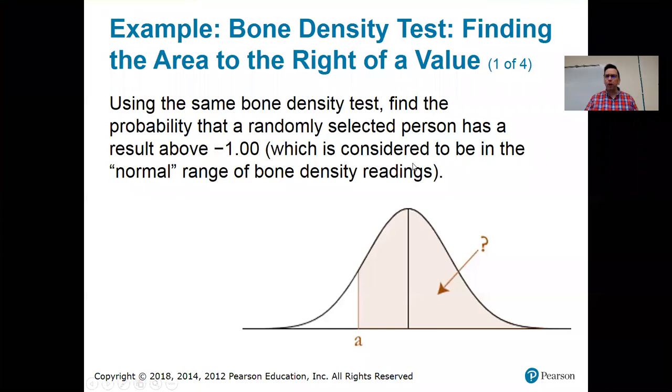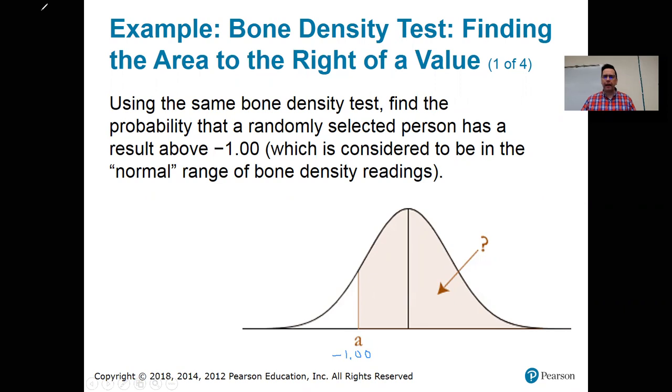All right, using the same bone density test, find the probability that a randomly selected person has a result above -1.00, which is considered to be in the normal range of bone density readings. So once again, I think I took out the picture that they had in here that was all marked up with the answers and everything, and found this generic picture on Google Images. So it's just showing me some generic area to the right. And so I want to know what is the area to the right of -1.00. So now I have to start being careful, right?